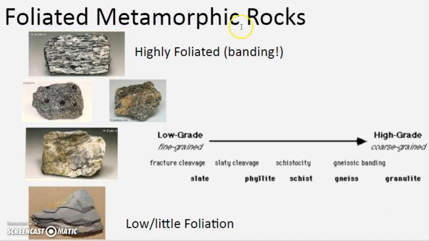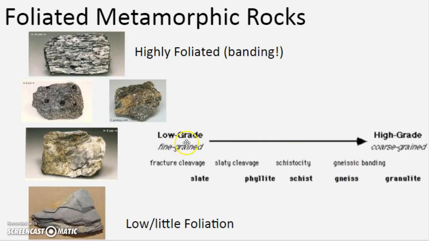So when we look at foliated metamorphic rocks, we would say that gneiss is very highly foliated, whereas your garnet schist and your mica schist is going to be, let's just say, a high grade, but not as highly foliated as your gneiss. And we have our phyllite, and we have our slate here. Slate is considered a slate fracture cleavage, whereas phyllite has a slaty cleavage. Schistosity is a measure for schists. And then we have gneissic banding, which we'll just end here with gneiss.